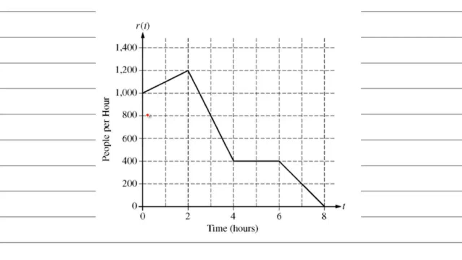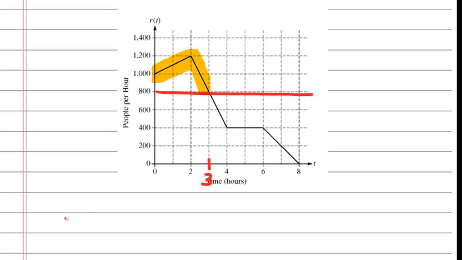So let's take a look back at our graph. Here's L of t, which is a constant rate of 800 people per hour. At t equals 3 is the only location where the rate at which people are arriving in line is equal to the rate at which people are leaving the line. Before t equals 3, you will see here that the rate at which people were arriving in line was above the rate at which they were leaving, which meant that the population was an increasing function.